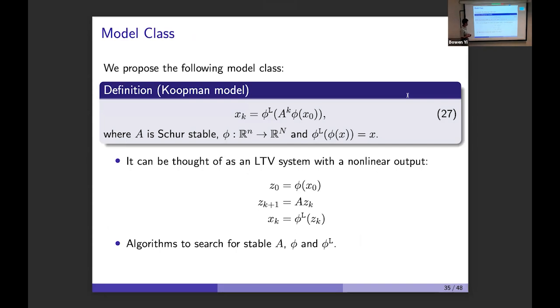We consider the system in a linear space and have the Koopman mapping transform from the original nonlinear state space to a linear one, and we should guarantee we can come back to the original coordinates with the left inverse of the mapping phi. And we should have some algorithm to search for the components in our model. It includes the stable matrix A, the Koopman mapping, and its left inverse.